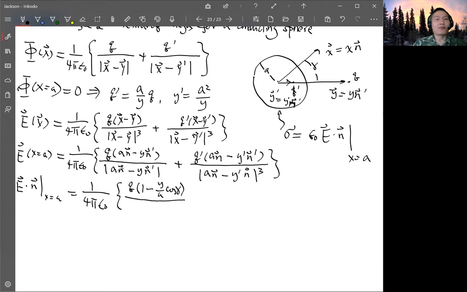And then likewise in the denominator, take out A, this is cubic factor. Okay, take out A cube and cancel with an A, so you have A square. So A square and the magnitude, 1 minus y over a cosine gamma, cubed.